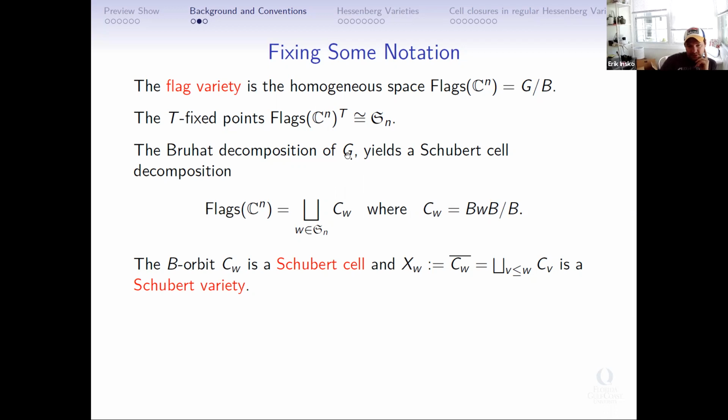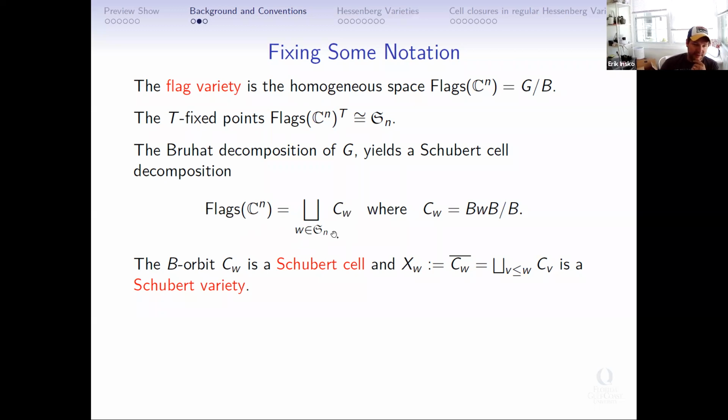So finally, the Bruhat decomposition of GL_n(C) restricts to what's called the Schubert cell decomposition of the flag variety. The Bruhat decomposition just says that every invertible matrix can be written as a product of an upper triangular matrix times a permutation matrix times another upper triangular matrix. And if we restrict to the flag variety, or mod out by the action of B on the right, then we end up getting these affine cells that are basically just B orbits of a permutation. So we're going to let C_w denote the Schubert cell corresponding to w, and then the Schubert cell decomposition just says that the flag variety is the disjoint union of these Schubert cells.